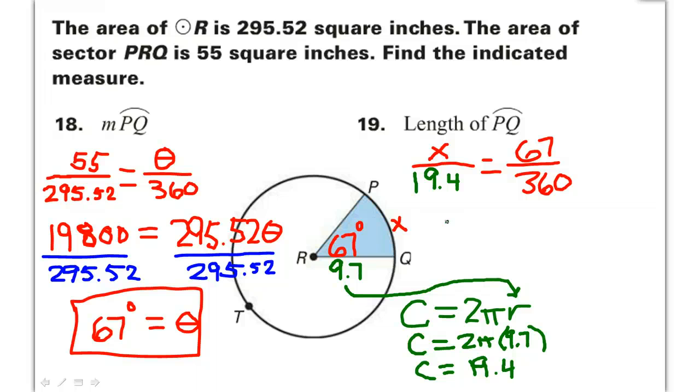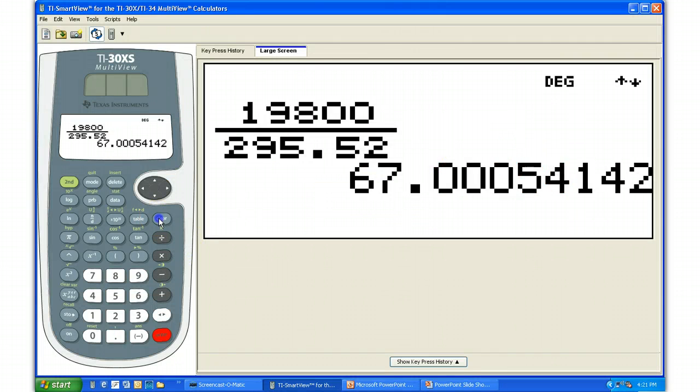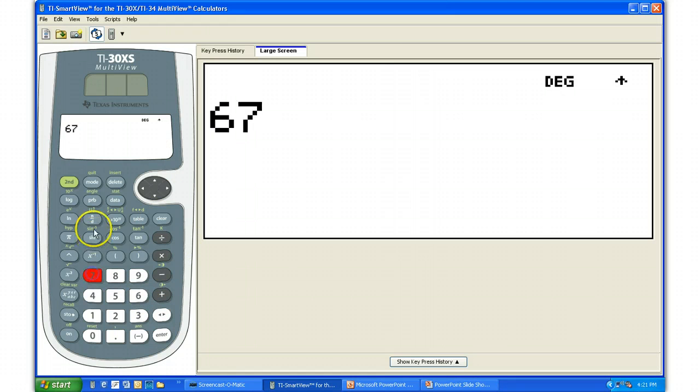That's not big enough. Maybe it's 19.4 pi. Did you forget the pi? Yes. So is this 19.4 pi? Okay, so 19.4 pi. Okay. Does 67 over 360 reduce at all? Yes. I mean, no.